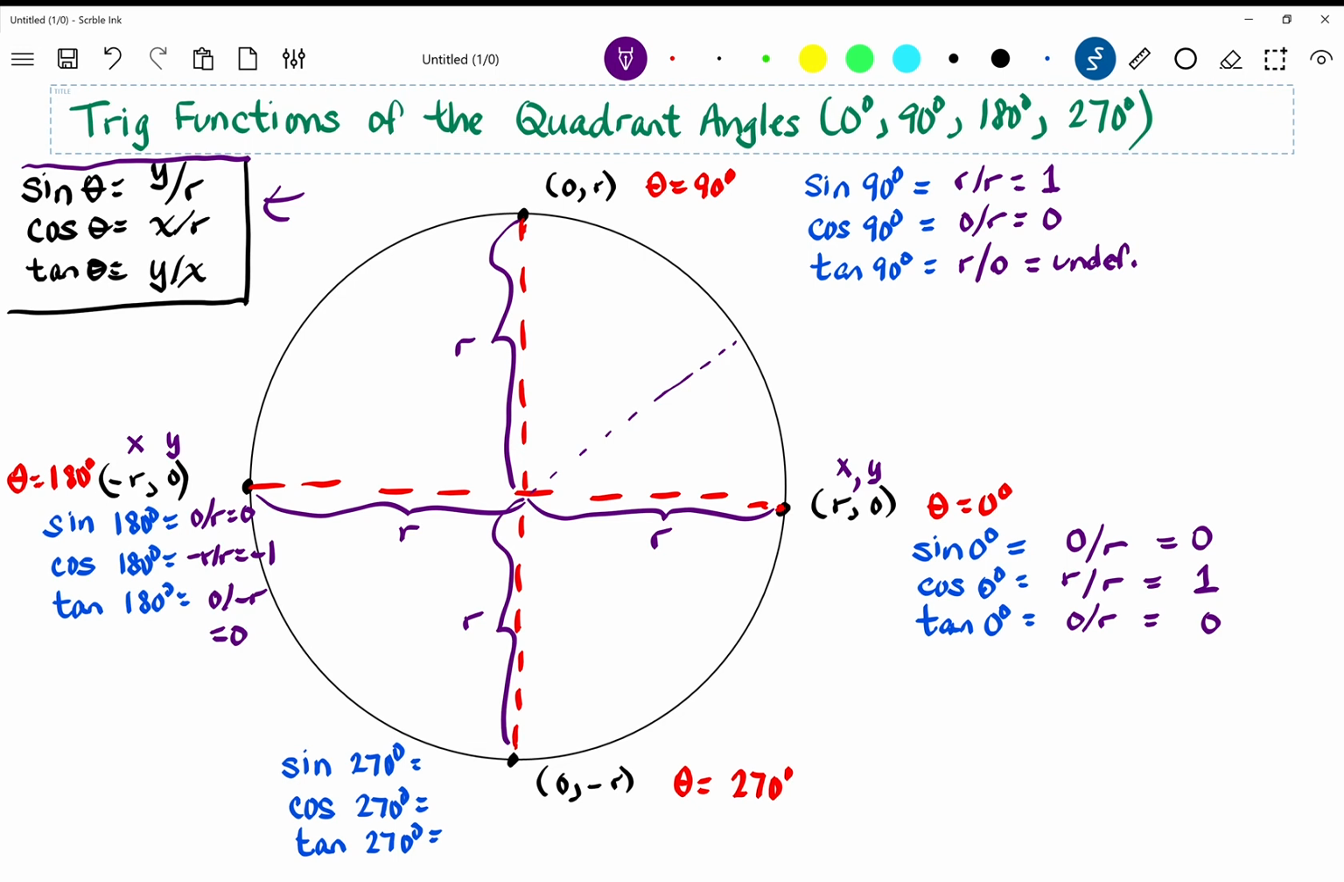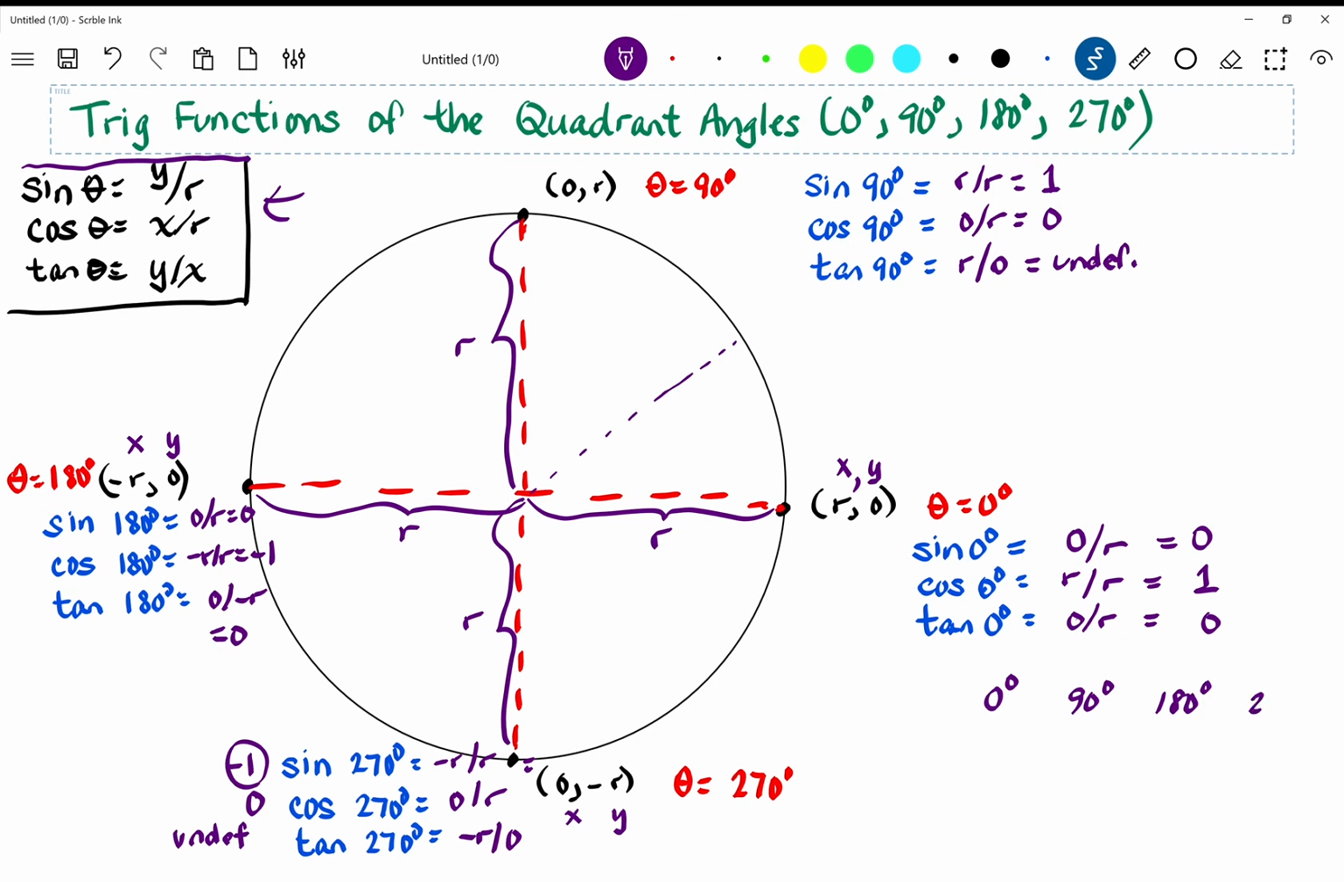Okay, and for 270, sine of 270 is, again, y over r, so y is negative r, and that's equal to negative 1. Cosine of 270 is the x coordinate over r, so that's 0. And tangent of 270, once again, is y, which is negative r, over x, which is 0. So that is undefined.